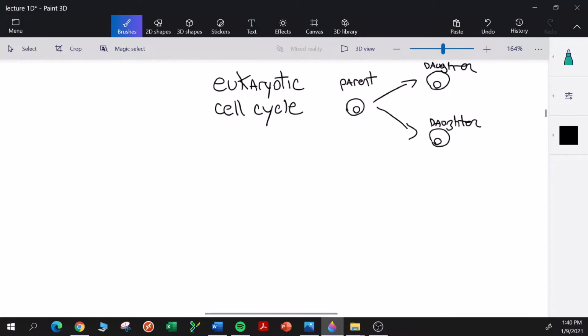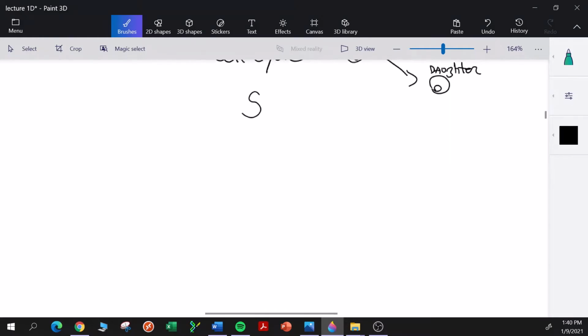And traditionally, the cell cycle is divided into four main stages. We have S phase, G2, M, and G1. And then sometimes there's another phase over here called G0.